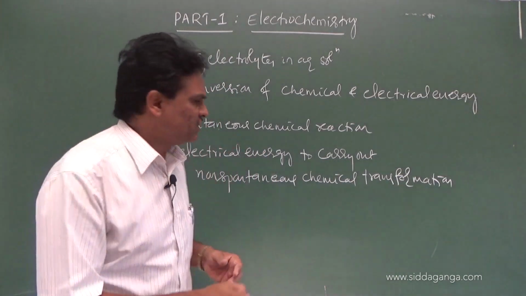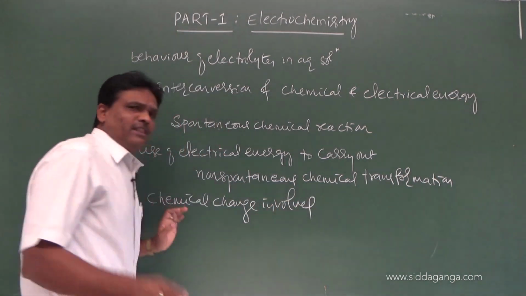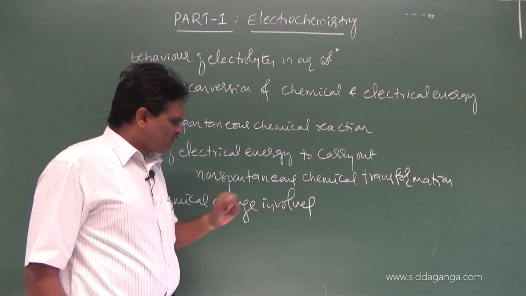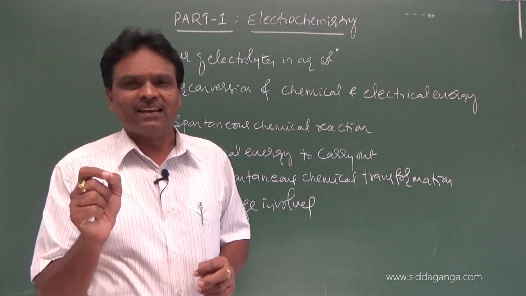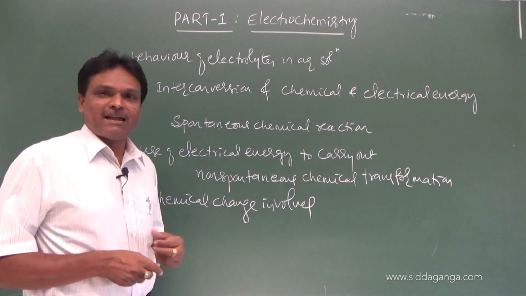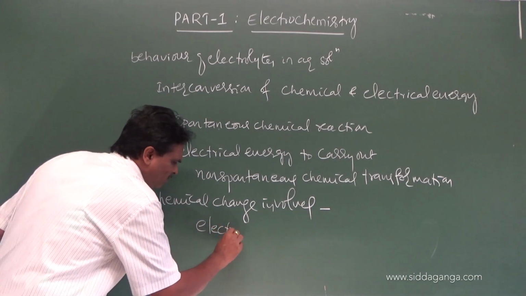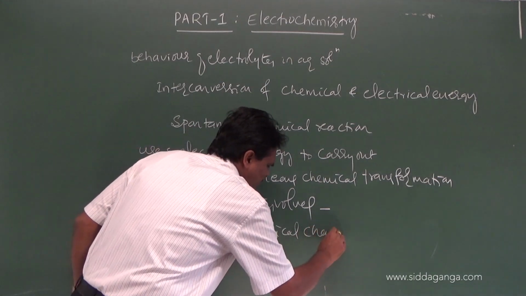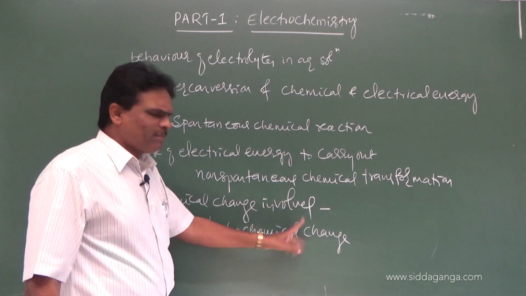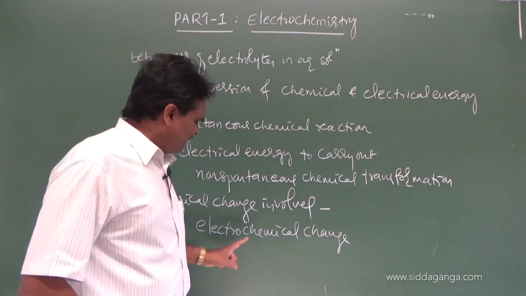Then chemical change involves the production or consumption of electricity. Observe, chemical change involves the production or consumption of electricity. Such type of changes are called electrochemical changes. Production or consumption of energy in a chemical change, that is electrochemical change. Or in other words, chemical change involves the production or consumption of electricity, that is called electrochemical change.